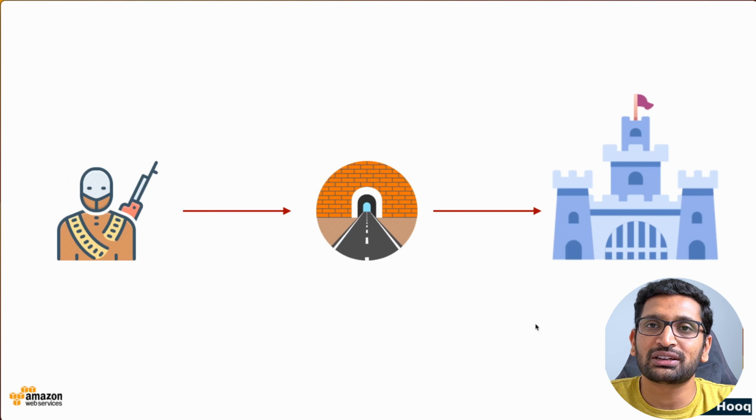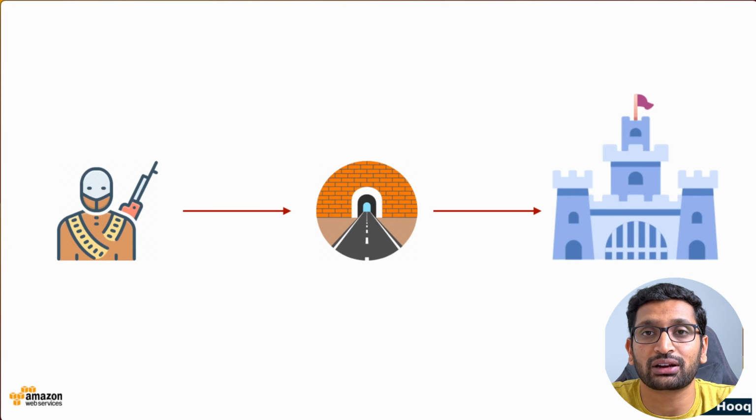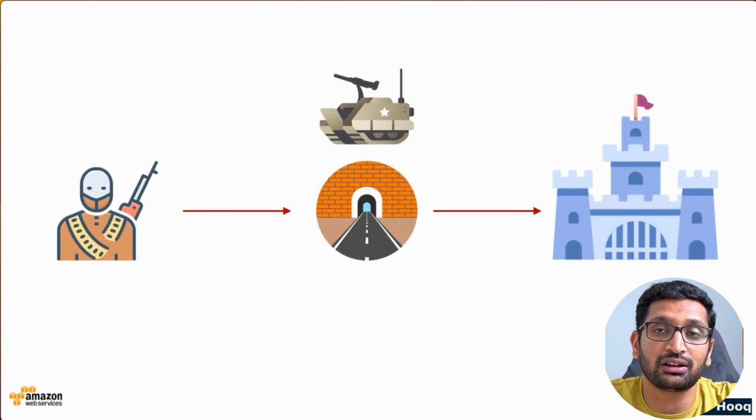So here onto the screen you can see the three objects. On the top right corner you will see a castle. In the middle, you will see a tunnel, which is like an entrance for this particular castle. And on the left hand side, you will see an intruder or a trespasser. The idea over here is anyone who wants to access this particular castle has to go through this particular tunnel. And this is not an ordinary tunnel. This is a heavily guarded tunnel with an armory.